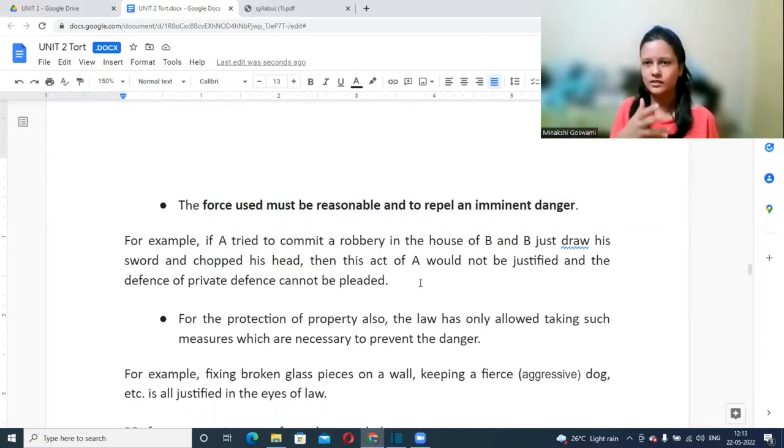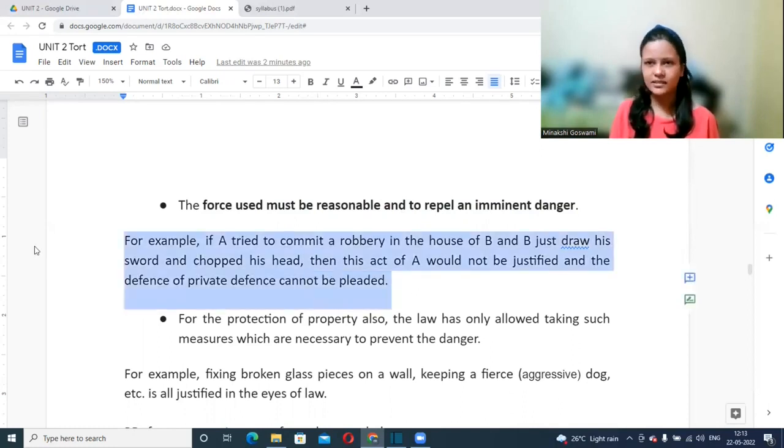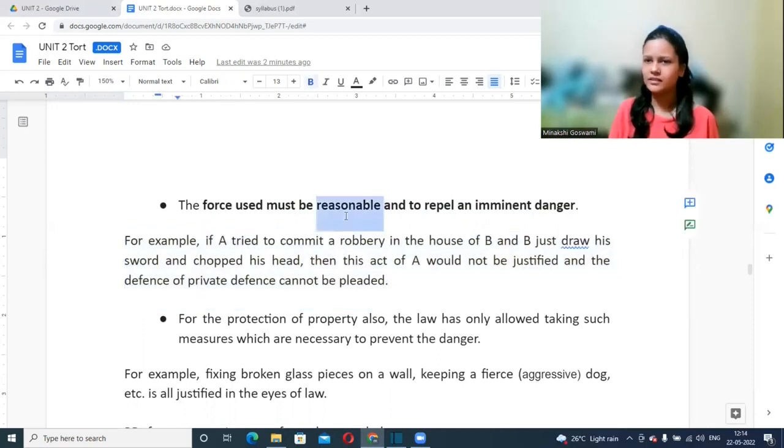So it depends on the situation and on what kind of force was being used, what the situation was like. Depending on that, we can say this is what is reasonable. So what is reasonable force? It basically indicates whatever force was needed to prevent that danger, that much force only you use, not more than that. It's only for the purpose of defense, not to teach the person a lesson, not to give justice or something like that. It's only for defense.